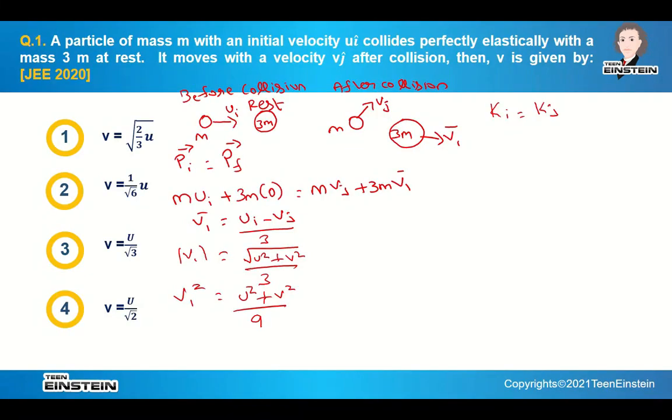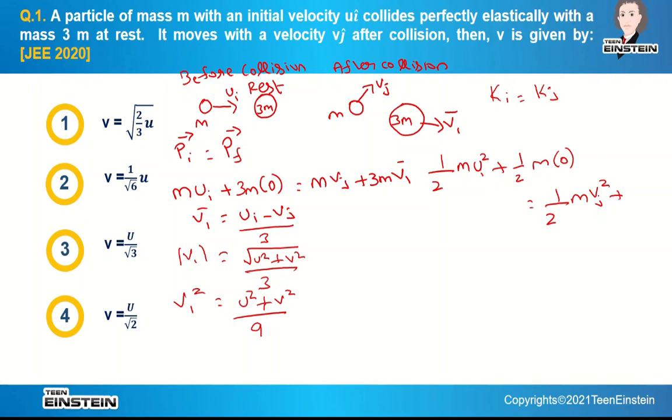Now you are going to substitute the kinetic energy here, so it will be half m u square plus half m into 0, because the particle is at rest, equivalent to half m v square plus half 3m v1 square. Okay, so now if you solve this, you will be getting it as u square equal to v square plus 3 v1 square.